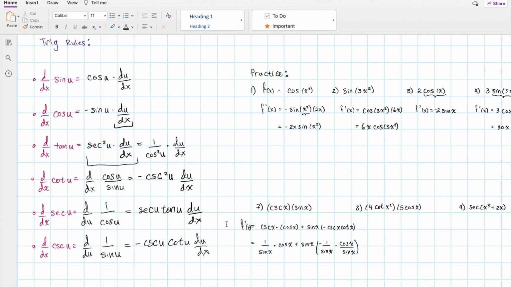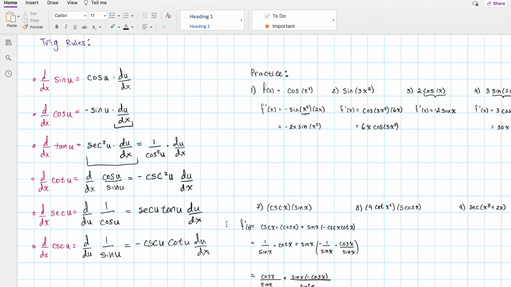So again, just for extra practice, we can simplify these. So we have cosine of x over sine of x plus, so we have that sine of x times negative cosine of x, and this is just simplifying everything now, over sine squared of x.